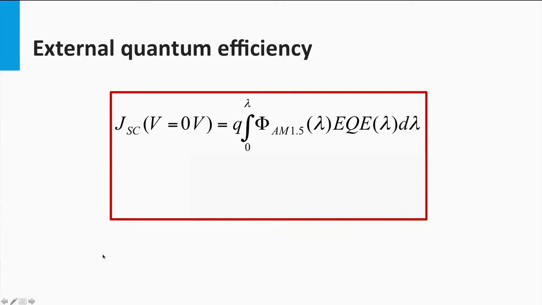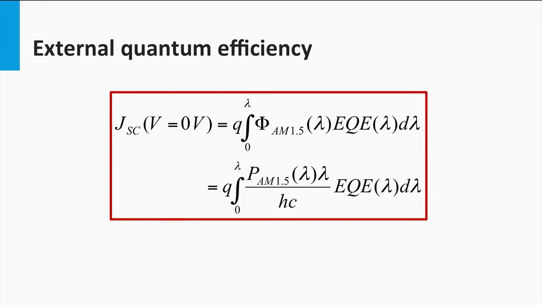Under standard test conditions, the solar spectrum is defined as the AM1.5 spectrum with a total power density of 1000 watts per square meter. The total current generated at a wavelength lambda is the elementary charge multiplied by the product of the photon flux phi at AM1.5 and the EQE. The total short circuit current density can be determined if we integrate over the entire wavelength range. Or, as discussed in week 1, the spectral photon flux equals the spectral power density divided by the photon energy.